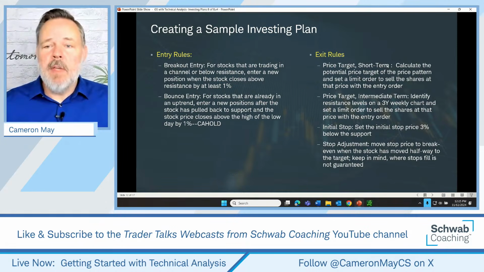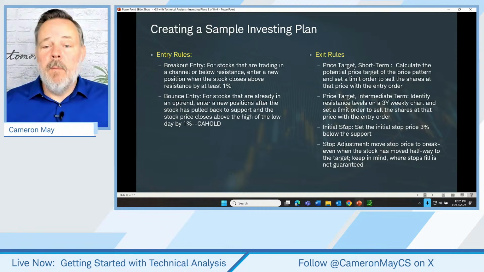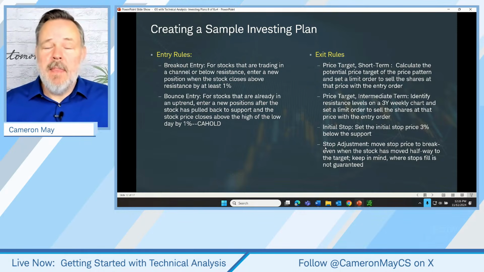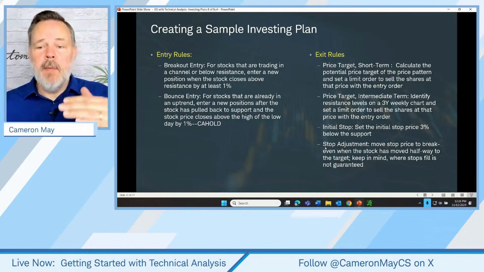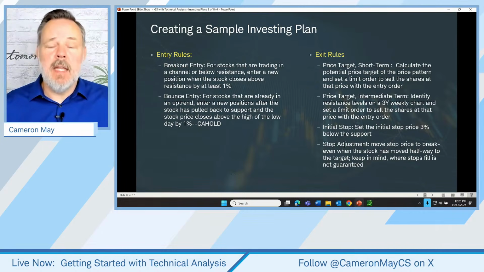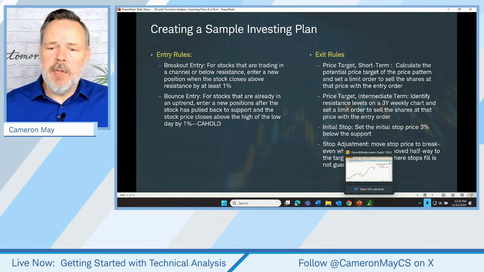Yeah, but we're going to be using a short-term target example here. With an initial stop, let's set that initial stop price 3% below our support level. And then if the trade goes well, maybe we adjust that stop or move that stop to break even when the stock has moved halfway to the target. Now, in any case, always keep in mind where stops fill is not guaranteed. But let's go start to put this into practice.